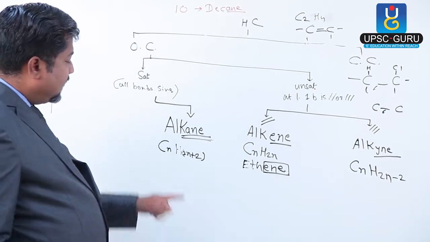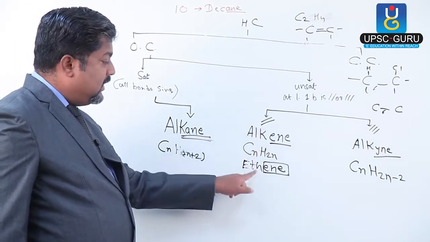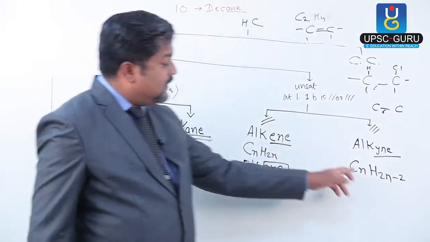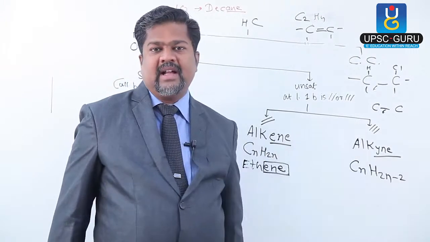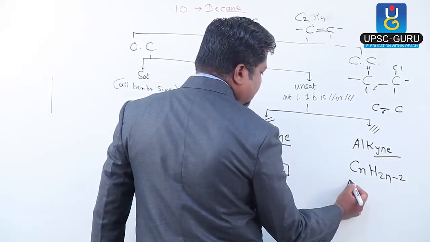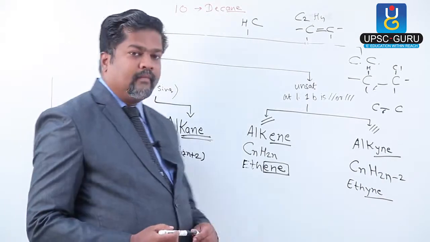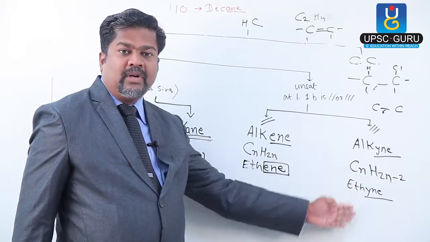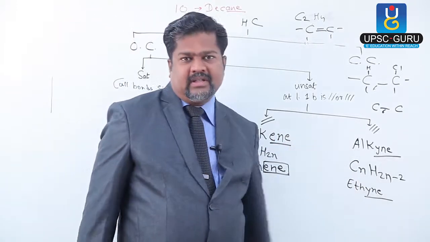Now you can compare the general formulas. For alkane, it is CnH2n plus 2. For alkene, it is CnH2n, so two hydrogens less. Now here CnH2n minus 2, so whatever the total hydrogen is, it is two less than that. So again the first member is ethyne. This way the names propyne, butyne, like that, are there for the alkyne series.